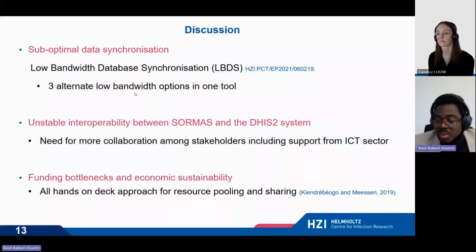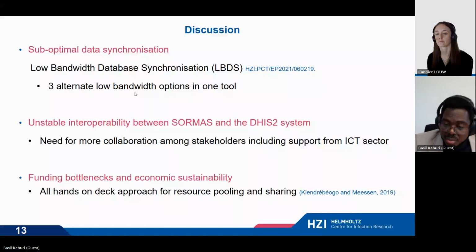Funding bottlenecks and economic sustainability. This didn't come out as a surprise, but it was particularly the case because of the various exigencies surrounding COVID-19. We didn't only have to fight the pandemic by surveillance, but there were other aspects of the economy and the population calling for funding. And so having to lock down people and feed people was part of the response, not just implementing SORMAS. So these further made the implementation very challenging.